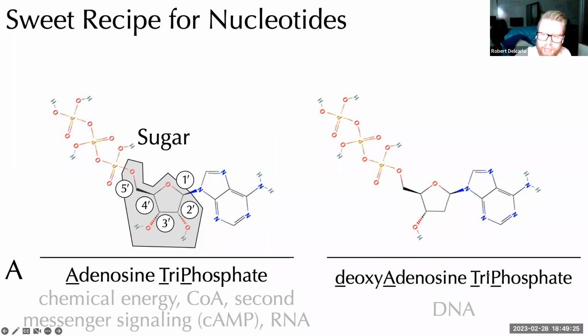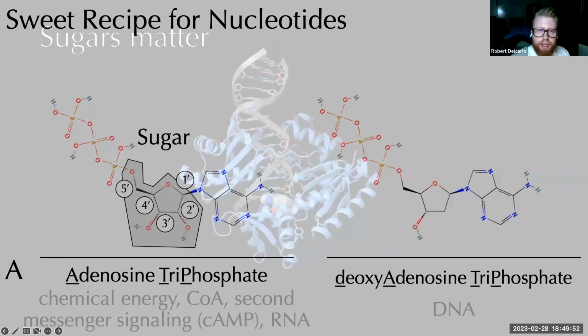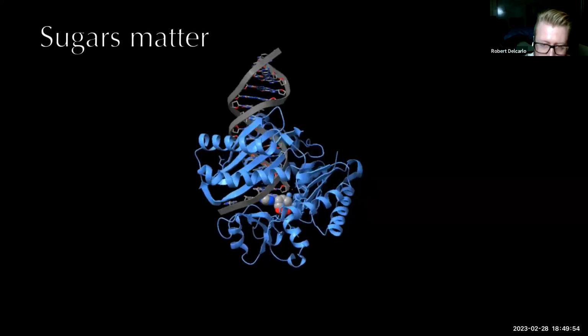It's important that your long-term storage molecule, DNA, long-term information storage, can't be mistaken for energy. So that's one of the reasons that you might want to have two separate molecular classes for your long-term storage and your short-term storage that might also double as chemical energy and second messengers and things like that. So let's talk a little bit more about why these sugars matter.